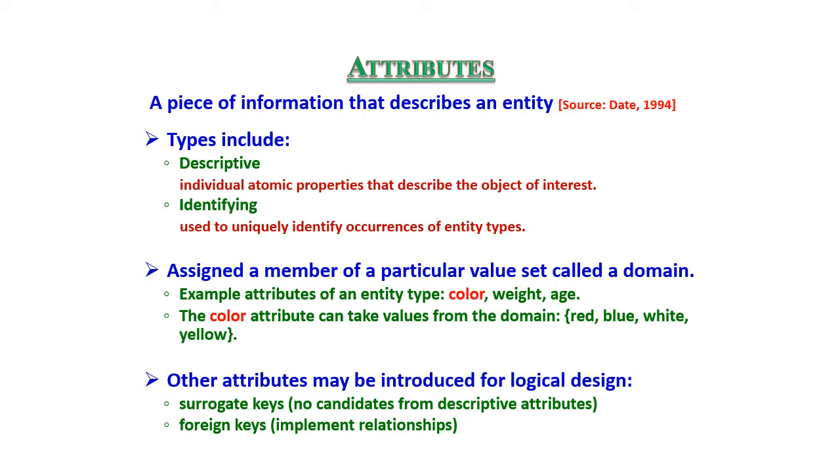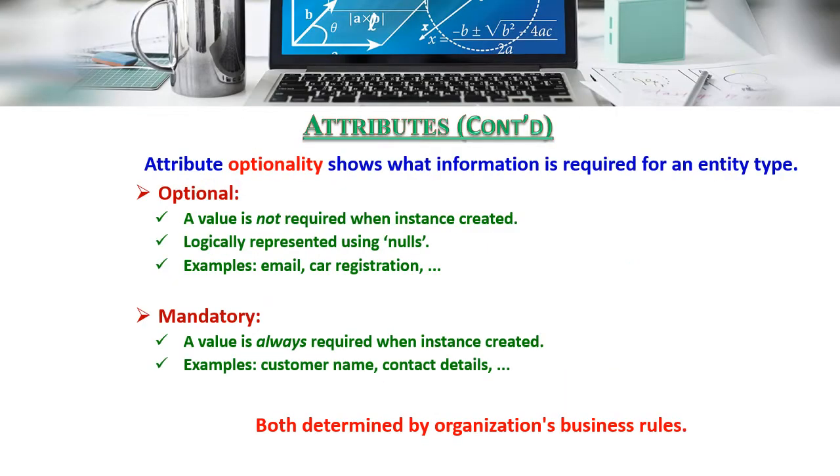Other attributes may be introduced for logical design. Surrogate key, when there is no candidate from descriptive attributes. Foreign key, to implement relationships. Attribute optionality shows what information is required for an entity type. Optional: a value is not required when an instance is created, logically represented using null, for example email, car registration. Mandatory: a value is always required when an instance is created, for example customer name, contact details. This is determined by the organization's business rules.